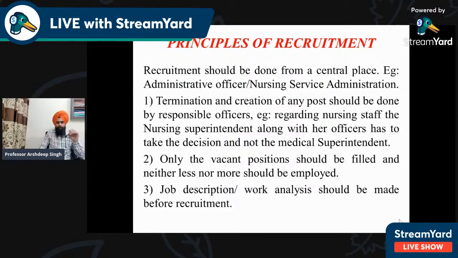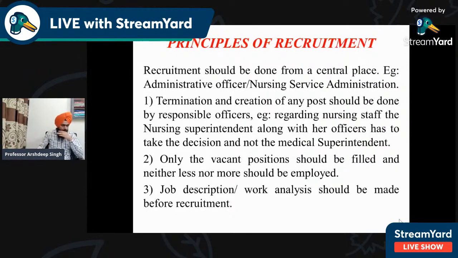Next, only the vacant position should be filled and neither less nor more should be employed. So if we are recruiting less number of people, our work cannot be accomplished in time, or we will be deficient in our provision of the services. And if we are appointing more number of persons, how will we give the salaries, or that would also be a burden. Okay, so only the suitable number of persons should be recruited. So that is the second principle.